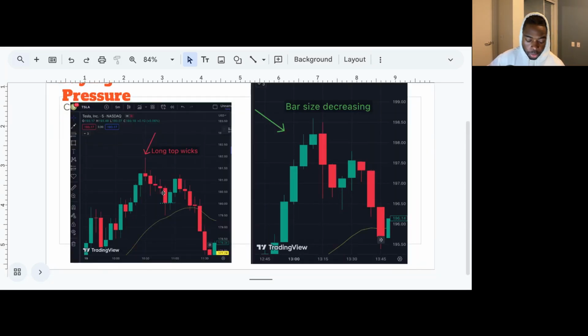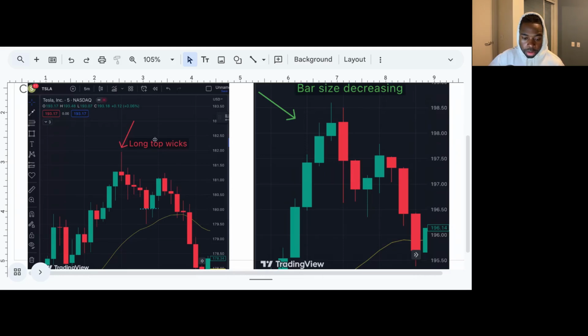How do we know that's happening? Well, we get long topside wicks. At the top of an uptrend, we get these long topside wicks, and that basically shows you that sellers are stepping in and pushing price down.